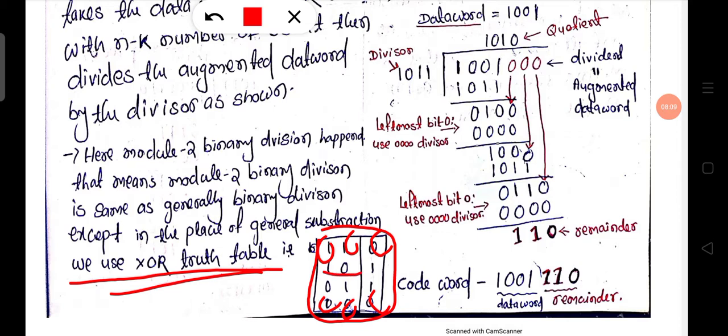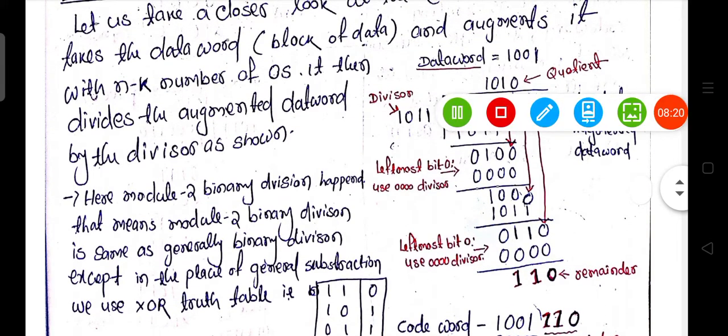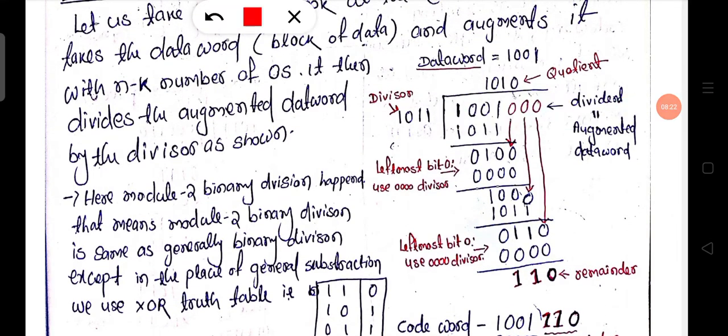Okay, when two bits are dissimilar, then we get output 1. This is the XOR concept. Here we use the XOR concept where, in general division, we subtract this from this and get that amount. In the place of subtraction we use XOR.